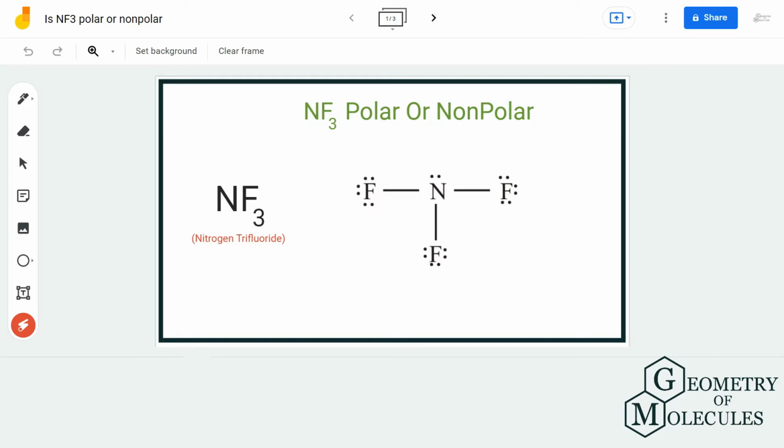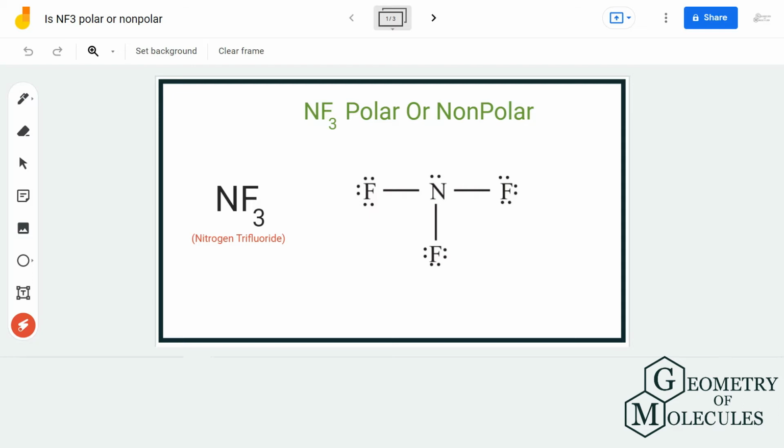To start with, we first need to look at its Lewis structure, and here is the Lewis structure of NF3 or nitrogen trifluoride, in which a nitrogen atom is in the center and fluorine atoms surround this nitrogen atom. Besides that, the nitrogen atom also has a lone pair of electrons, and generally molecules that are asymmetrical like this one and have lone pairs on the central atom are polar. But let's not jump to that conclusion this soon.